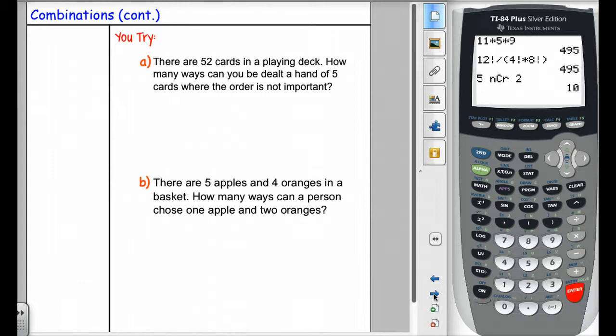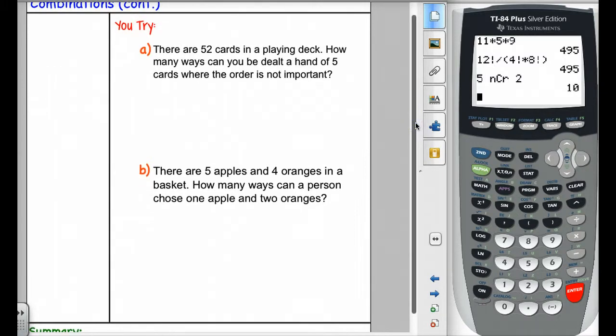Your job now is to try these 2 U-Try problems, enter them into Edpuzzle, and bring your questions with you to class tomorrow.